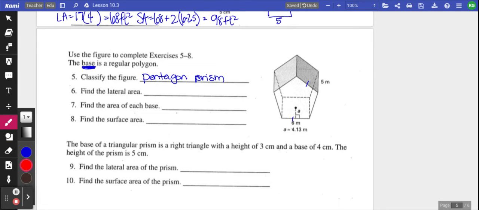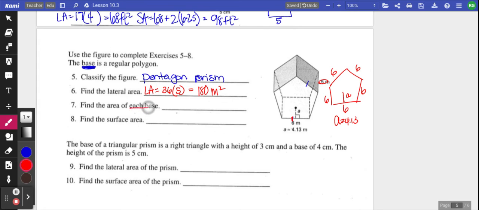So in order to find the lateral area, I have to do the perimeter of the base. Now, if you look down here, it's telling us that on this pentagon, it has an apothem A, and it's telling you that that is 4.13, and they're telling you that each side is 6. So its perimeter would be 36 times its height, which is 5. So the lateral area would be 36 times 5, which is 180 meters squared.